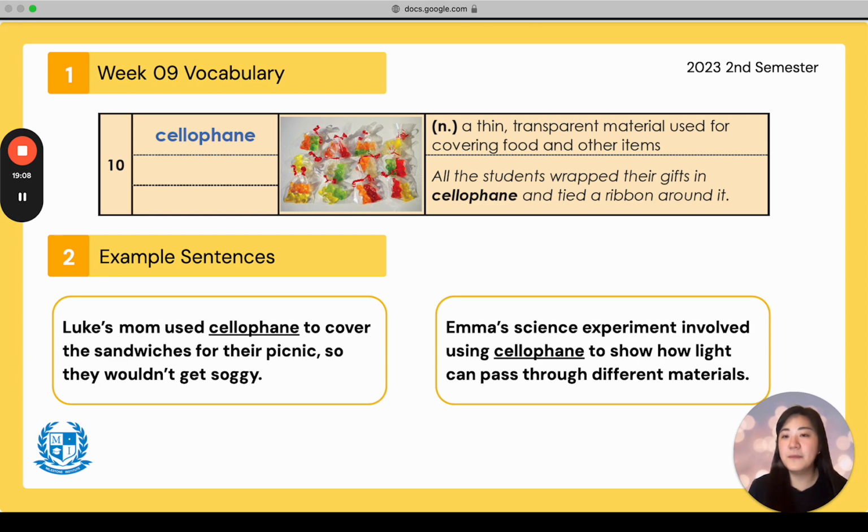Example 2 at the bottom, Luke's mom used cellophane to cover the sandwiches for their picnic so that they wouldn't get soggy. And I know that some of your parents may be making you sandwiches and covering it with this plastic wrap as well.